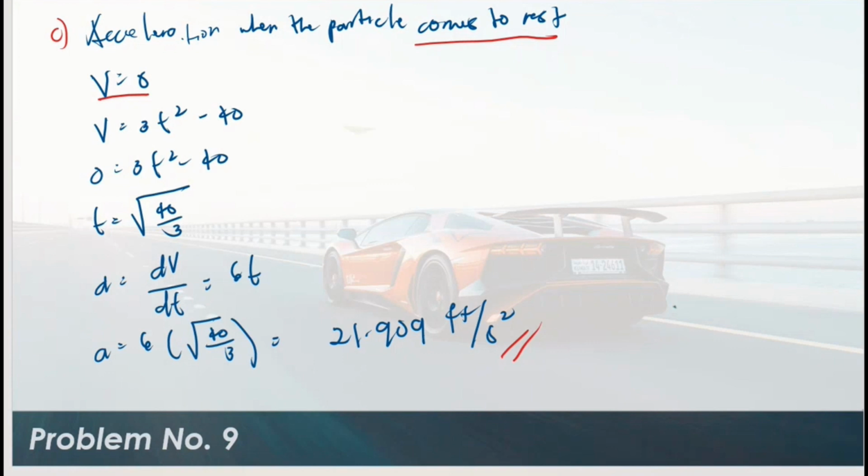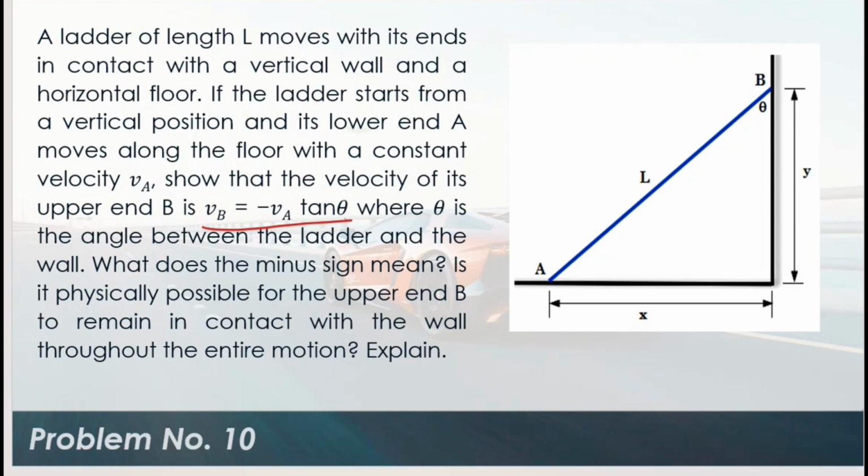Okay, problem number 9. Now let's proceed with problem number 10. In problem number 10, there's a ladder of length L that moves with its ends in contact with the vertical wall and the horizontal floor. If the ladder starts from the vertical position, its lower end A moves along the floor with a constant velocity V sub A. Show that the velocity of its upper end, V sub B, is equal to negative V sub A tangent theta, where theta is the angle between the ladder and the wall. What does the minus sign mean? Is it physically possible for the upper end B to remain in contact with the wall throughout the entire motion?